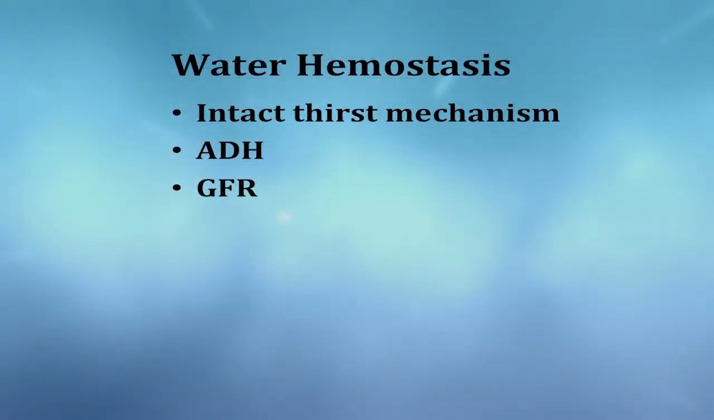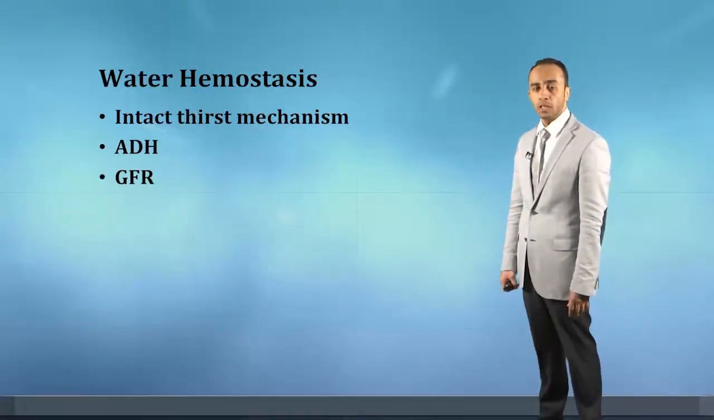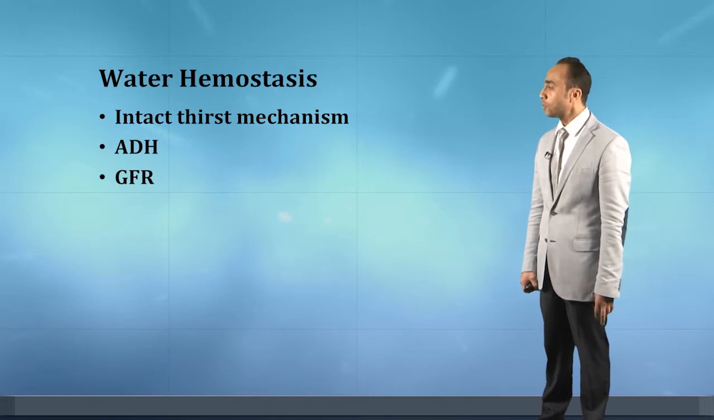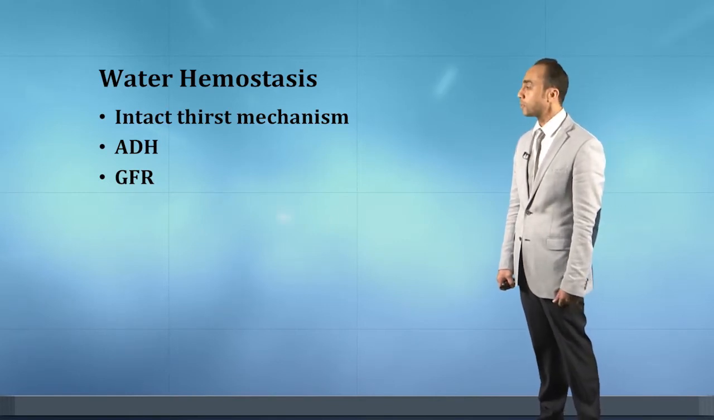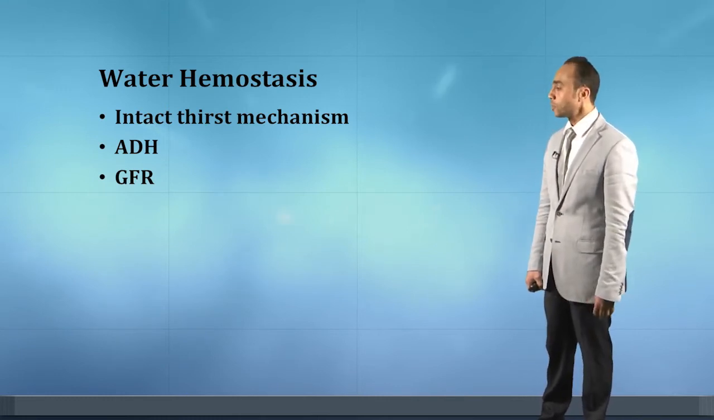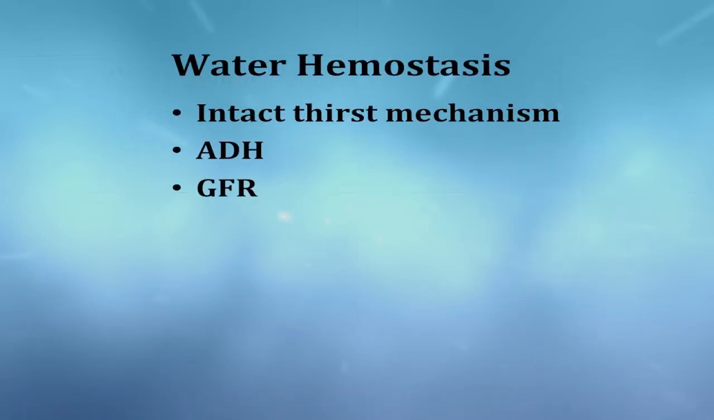So for water homeostasis to occur, we need an intact thirst mechanism, and this is very important. That's why people who develop hypernatremia are usually people who cannot access water, or have an impaired thirst mechanism, like an intubated patient. You have to have normal antidiuretic hormone or vasopressin secretion. That's why a patient who has deficiency of antidiuretic hormone, or resistance, will have diabetes insipidus. And again, you need an intact GFR, that means good kidney function. So patients with renal failure will accumulate fluid because they will not be able to excrete the excess fluid.